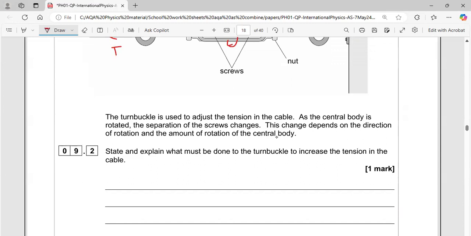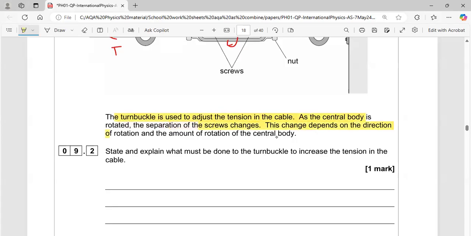Okay, so they've explained that the turnbuckle is used to adjust the tension in cable. As the central body is rotated, the separation of the screw changes. The change depends on the direction of the rotation and the amount of rotation of the central body. You can turn it clockwise or anti-clockwise to increase or decrease the tension. Now they're saying state and explain what must be done to the turnbuckle to increase the tension in the cable.